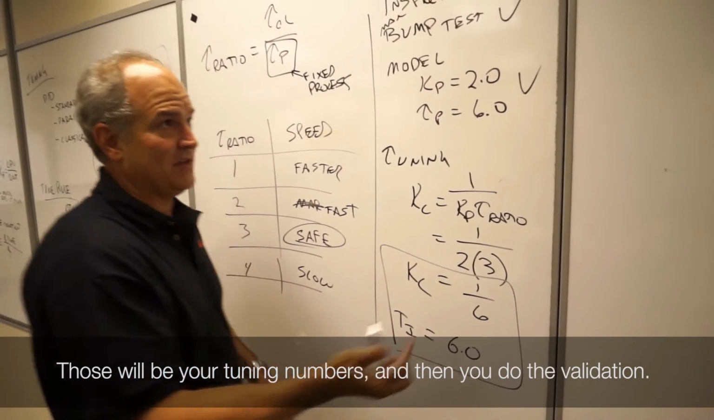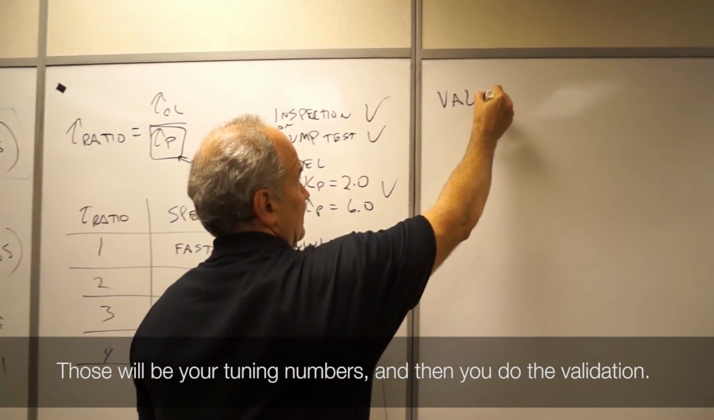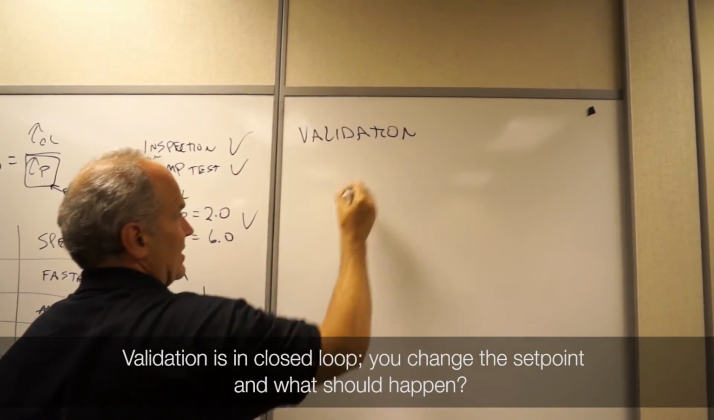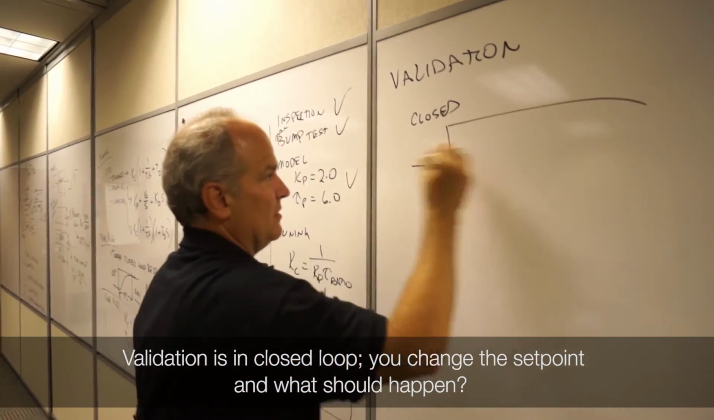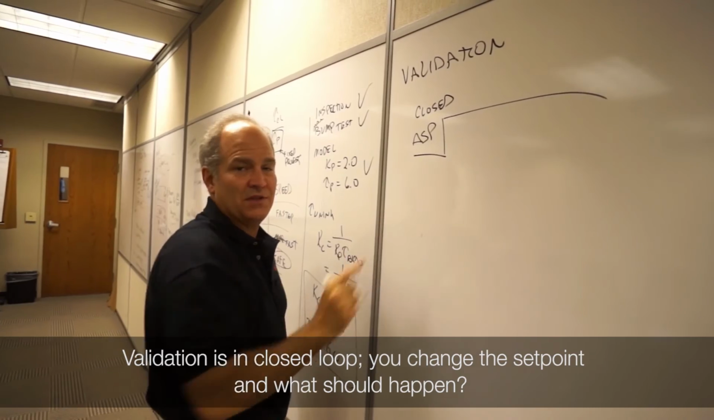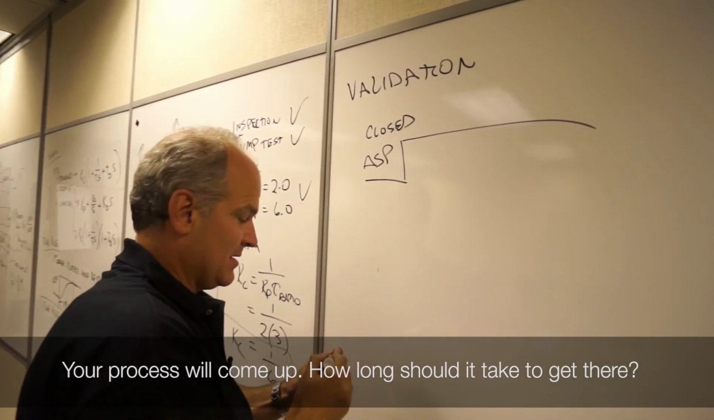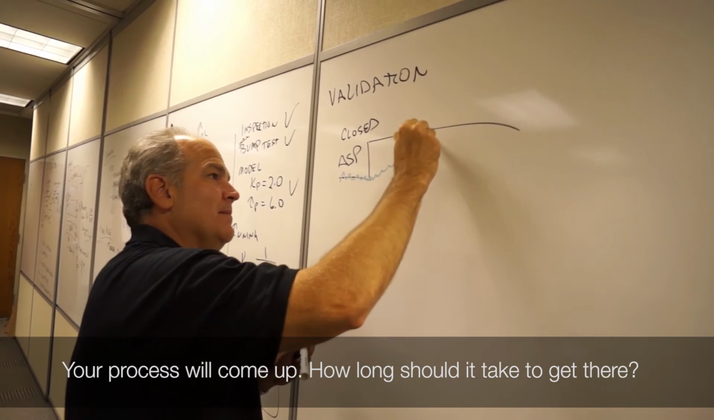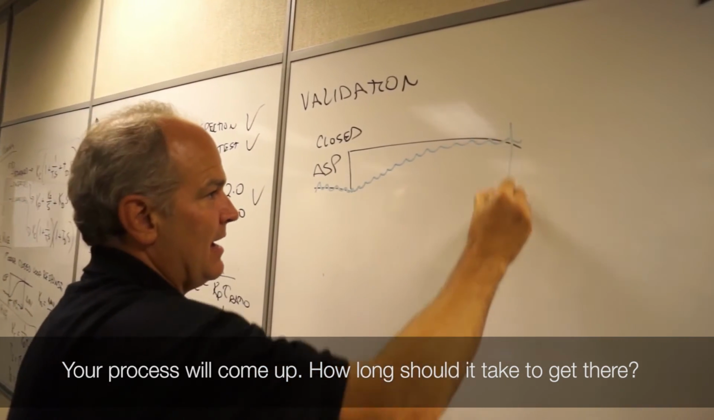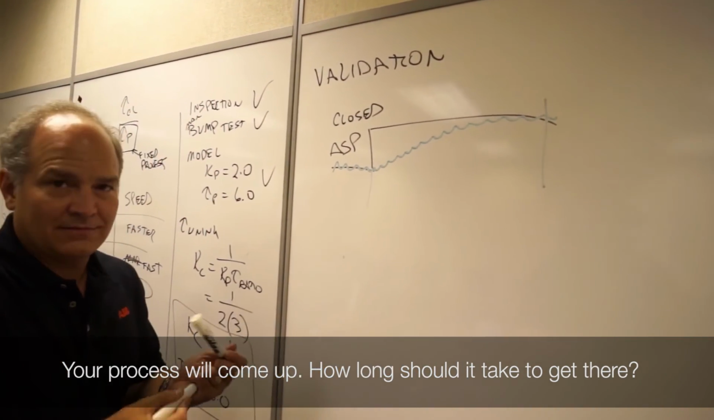So then the validation. Now you do the validation. Validation is in closed loop. You change the set point. What should happen? Well, your process, if I can get a little bit of life out of my ink pen, it'll start to come up. Ooh. How long should it take to get there?